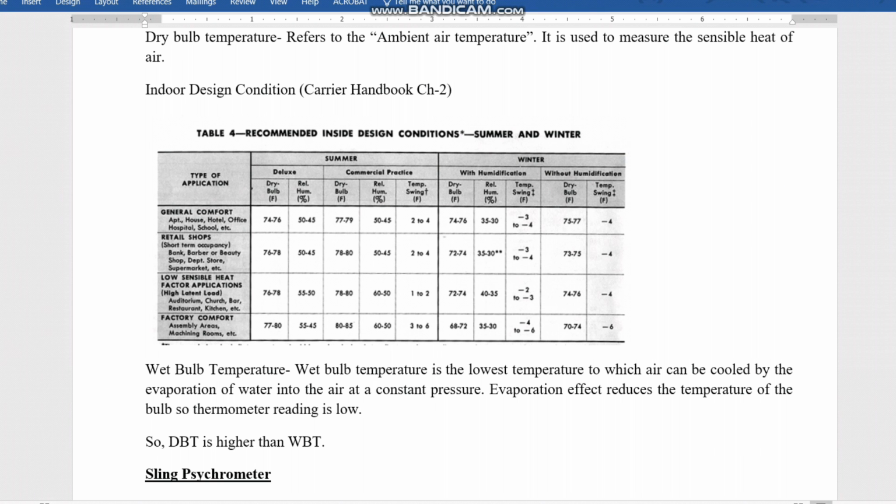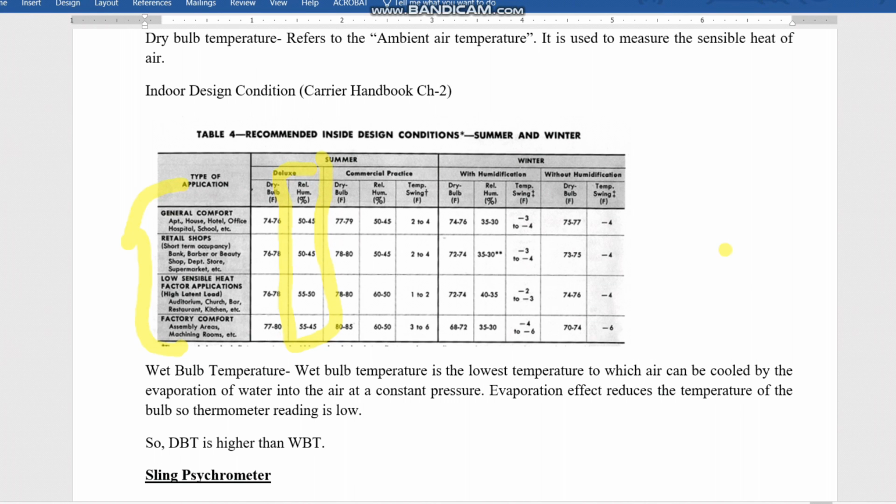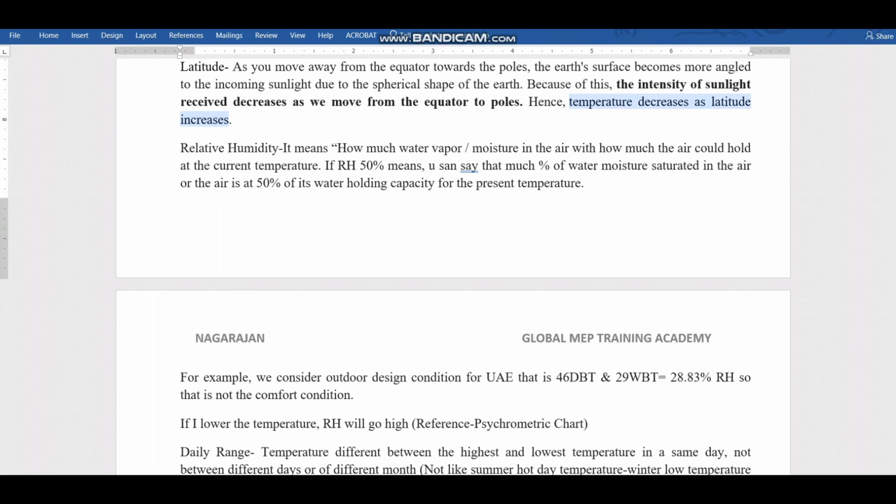So the next one is relative humidity. You can see here for relative humidity, for almost all the applications they have considered something like 50% relative humidity. Also in the green building regulation we just referred, they have given 50% for Qatar and also for the UAE. Relative humidity means how much water vapor or moisture is in the air compared with how much the air could hold at the current temperature.